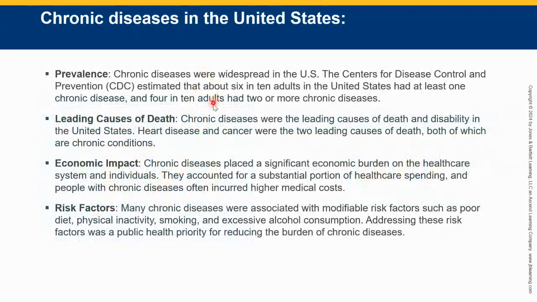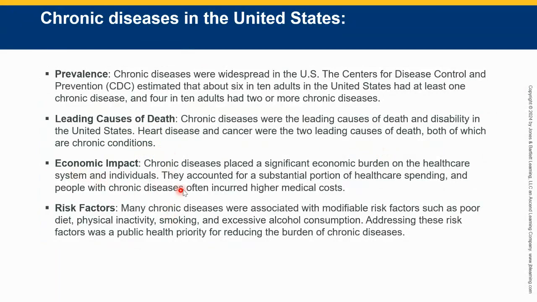So, chronic diseases in the United States prevalence, they're widespread. The CDC estimates about 6 in 10 adults in the United States has at least one chronic disease, and 4 in 10 have 2 or more, just like the picture showed. Leading causes of death and disability in the United States: number 1, heart disease; number 2, cancer. Causes of death, both of which are chronic conditions.